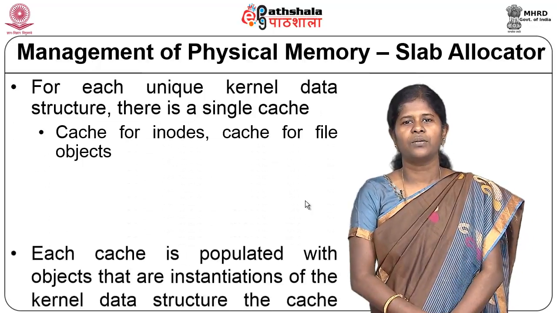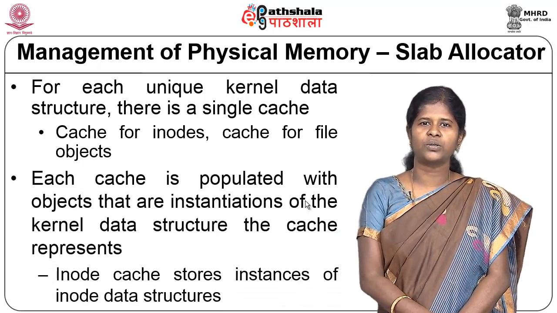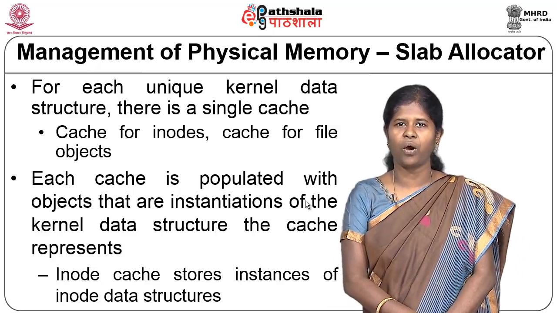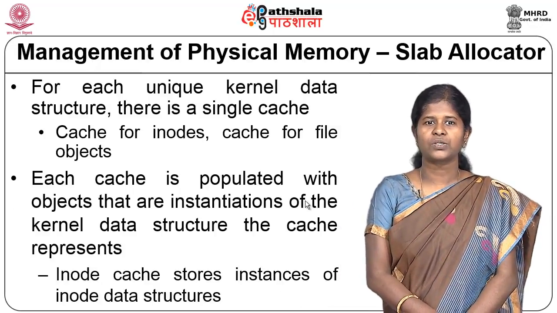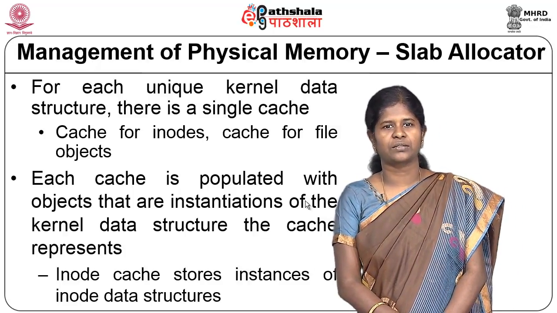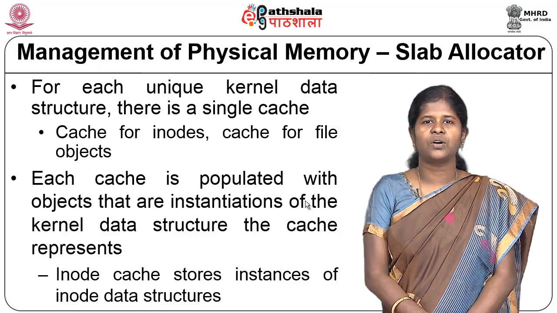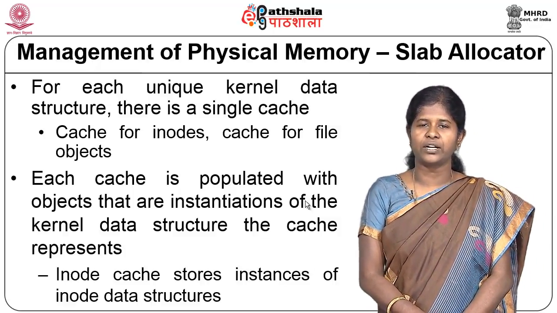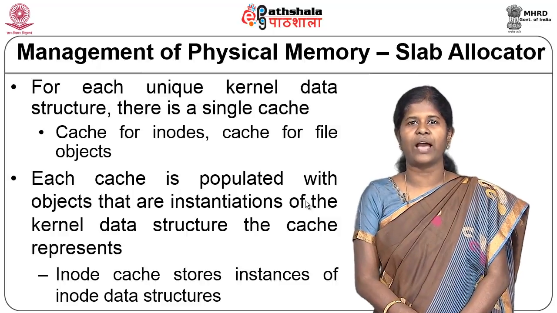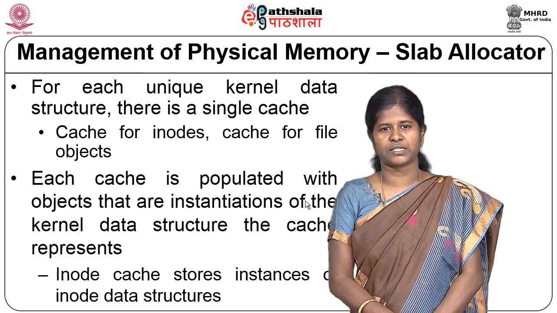Now, why is this cache used? As I told you, this is allocating space for kernel data structures. So, for each unique kernel data structure, there is a single cache. If you are looking at the inode data structure, you will have a cache for all inodes. You will have a cache for all file objects, etc.